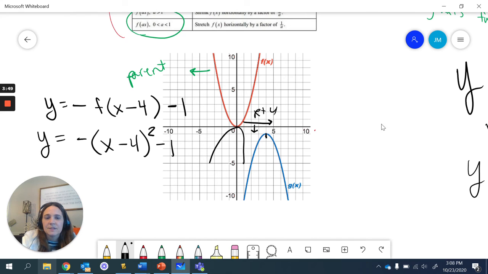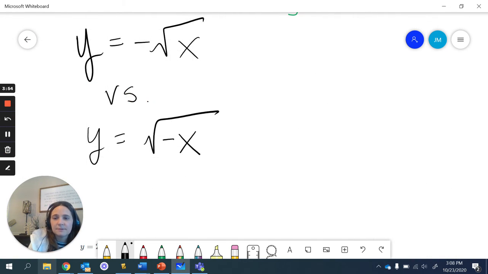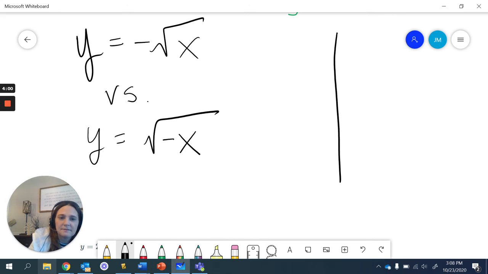Okay, so another thing I wanted to talk to you about was y equals negative square root of x versus y equals square root of negative x. And not every function reflects over the y very easily. Like a parabola, it's an even function, it's the same.